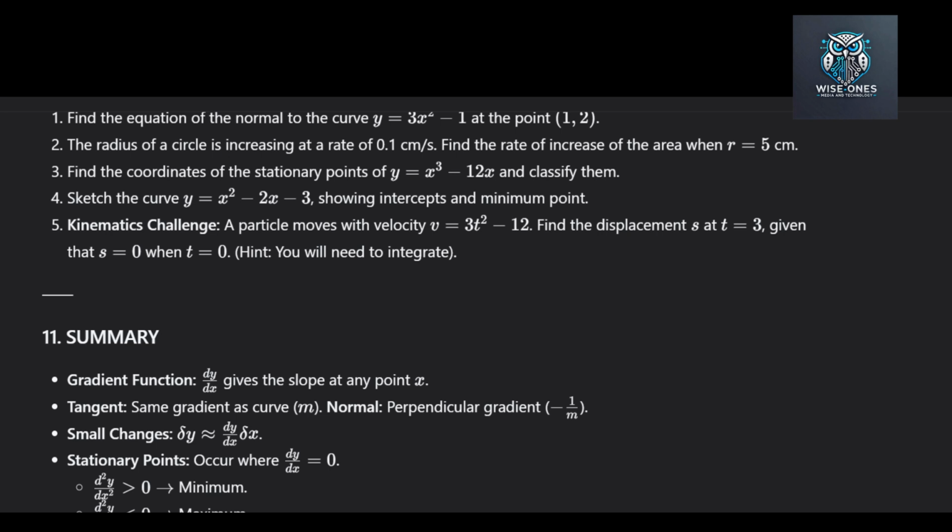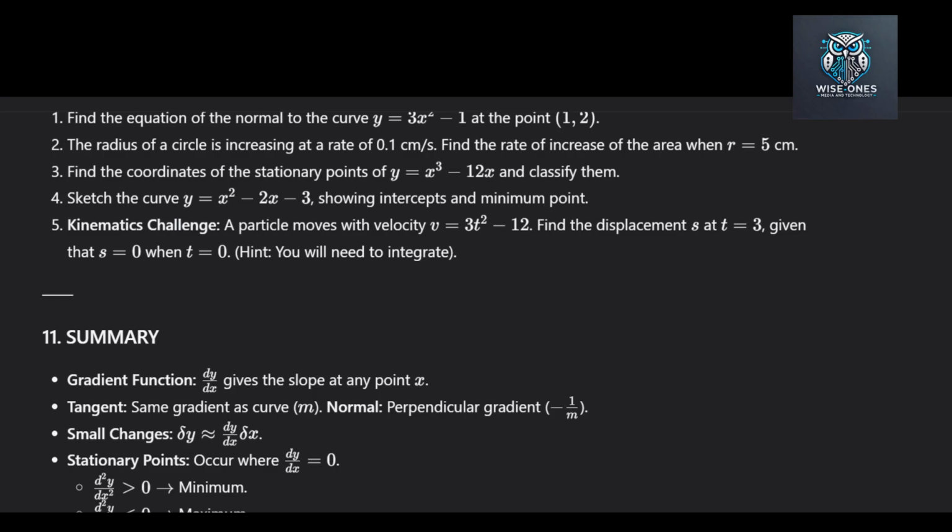Question 4, sketch the curve y equals x squared minus 2x minus 3, showing intercepts and minimum point. Question 5 is a kinematics challenge. A particle moves with velocity v equals 3t squared minus 12. Find the displacement s at t equals 3, given that s equals 0 when t equals 0. Hint, you will need to integrate. This last one is tricky. It goes backwards from velocity to displacement. Do not worry if you find it hard.